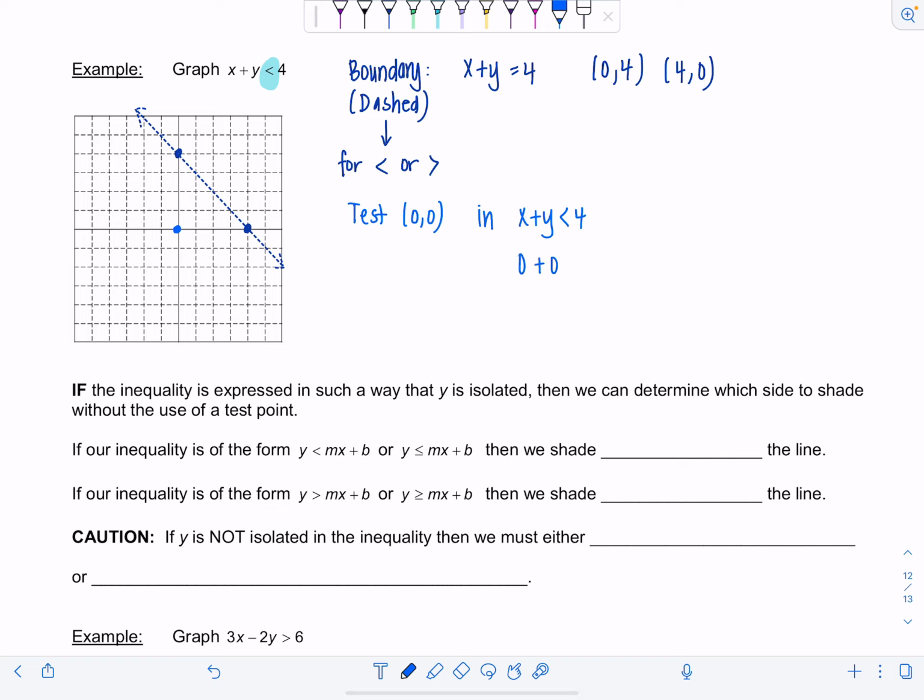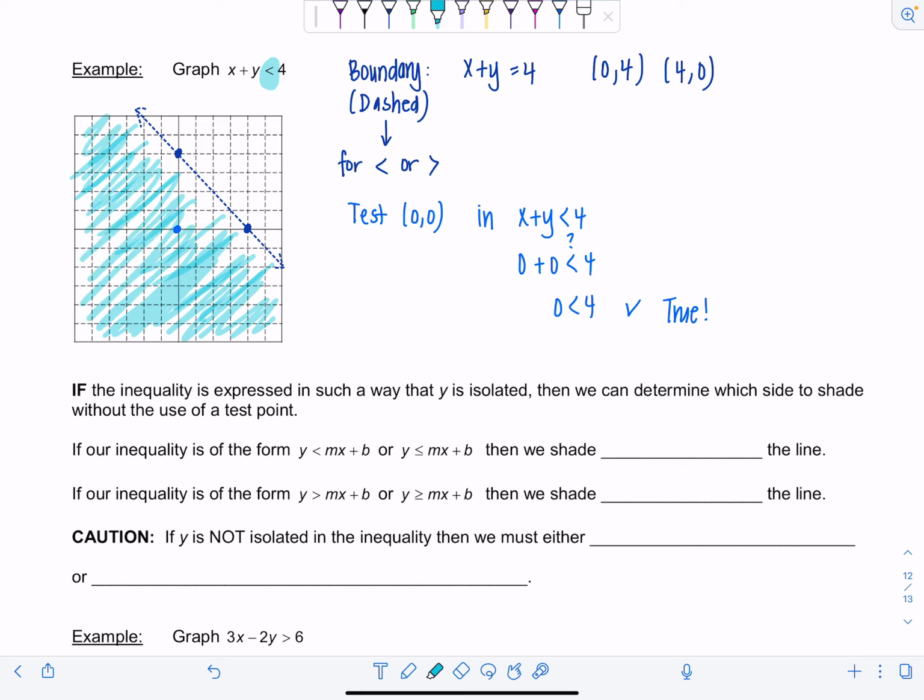So is 0 plus 0 less than 4? 0 is less than 4. Yeah, that's true. So that means I'm going to shade the side of the boundary line that includes 0, 0 this time. And it extends forever. So if you really want to, get into it and color in, that's totally fine. Probably a lot of you have to do your homework using some online system too, so they have little tools for you to click and fill in and shade the appropriate side.